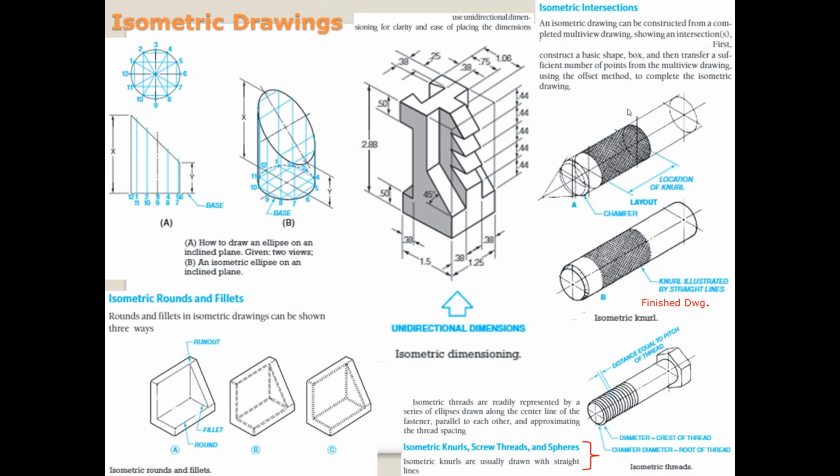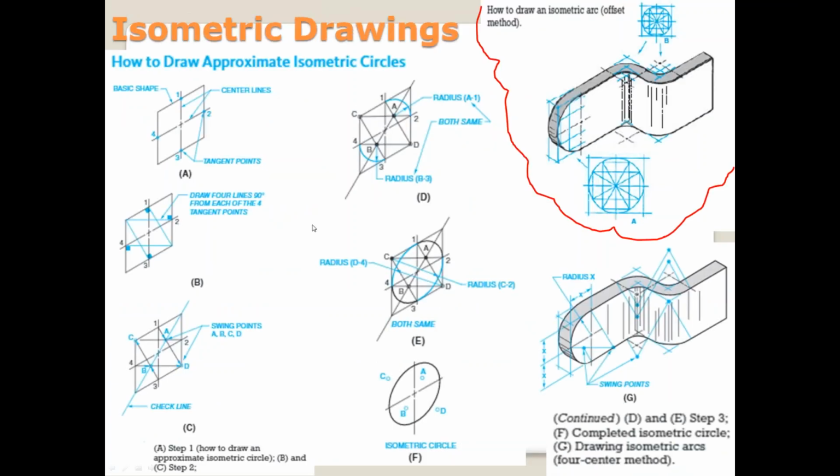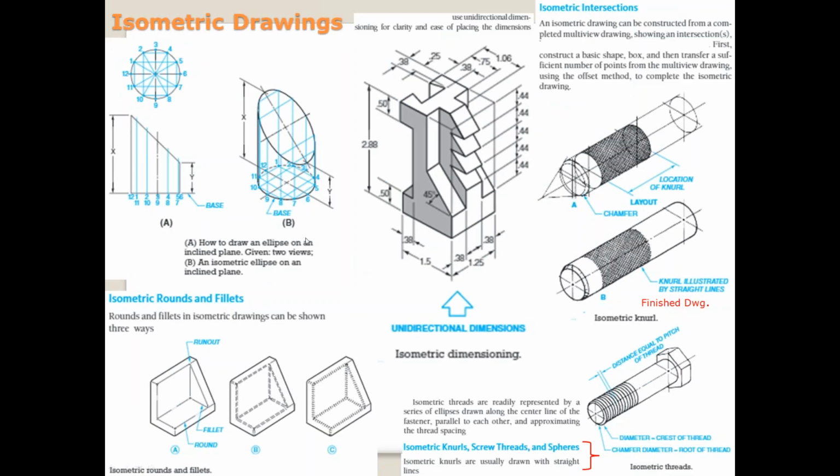For the isometric intersection, an isometric drawing can be constructed from a completed multi-view drawing showing an intersection. First, construct a basic shape box, and then transfer a sufficient number of points from the multi-view drawings using the offset method to complete the isometric drawing. So that would be the isometric intersection. You can use the intersection method to complete your isometric drawing. For example, this is also one of the intersection points. You can find all these intersection points to establish the points and then complete your isometric drawing.